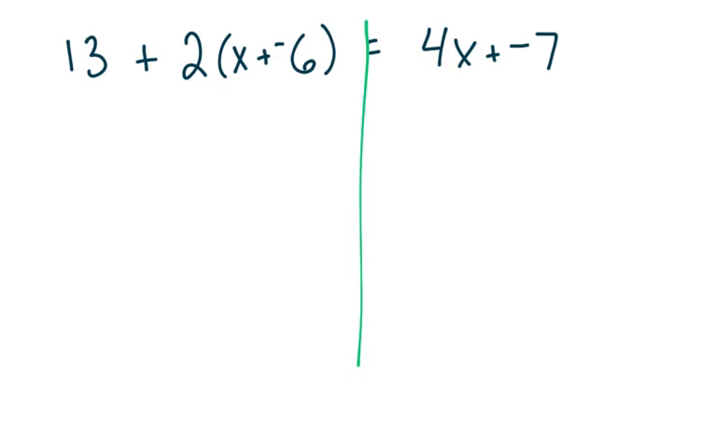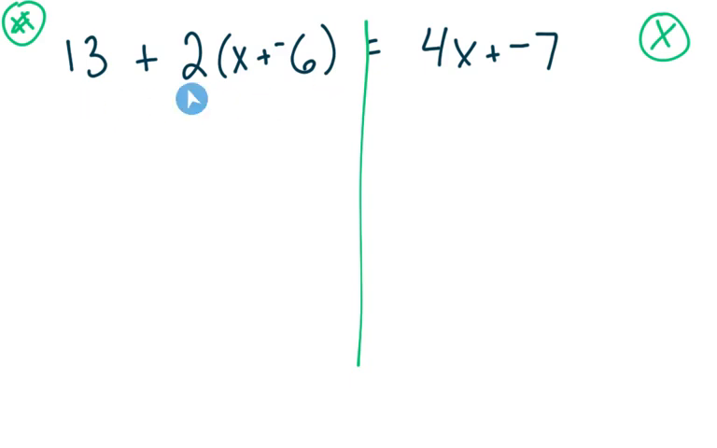And then I'm going to pick a side for my x's, pick a side for my numbers. So I'm going to say this can be the x side and this can be my number side. Doesn't matter which side you pick as long as you move all your x's to one side and all your numbers to the other side. Then I want to look on each side of the equation and see if there's anything I can do.